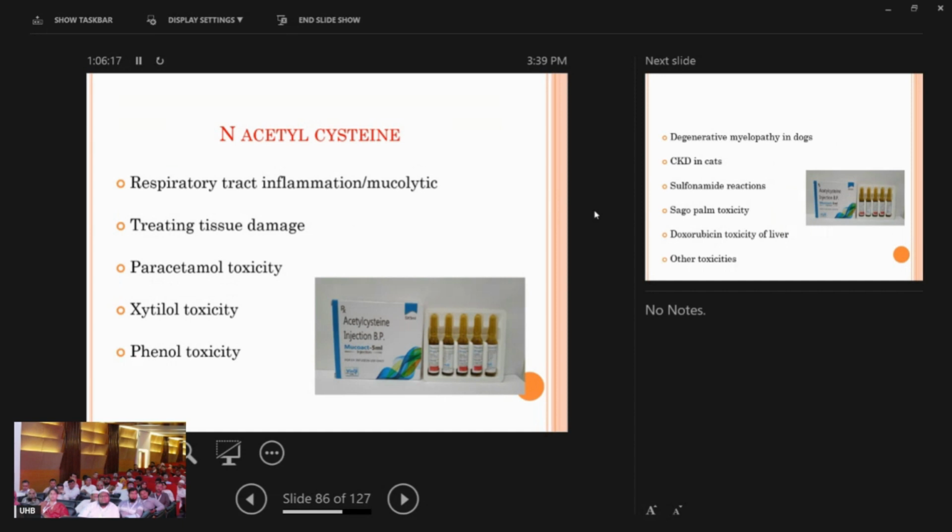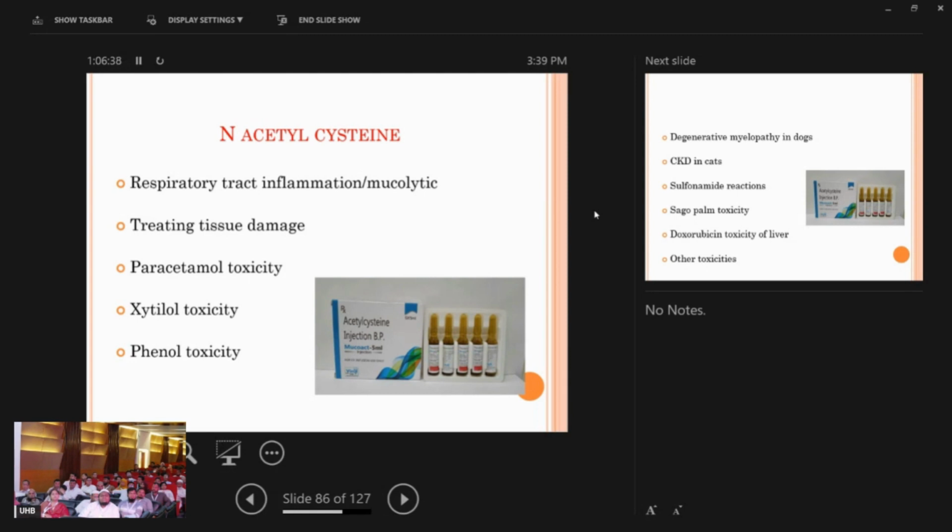You would have heard about N-acetylcysteine, which is commonly used in human beings. During the COVID season, you would have seen it prescribed. It's a mucolytic. It is available in injectable form, and it can also be given as a nebulizer. With normal saline, you can give it as a nebulization.